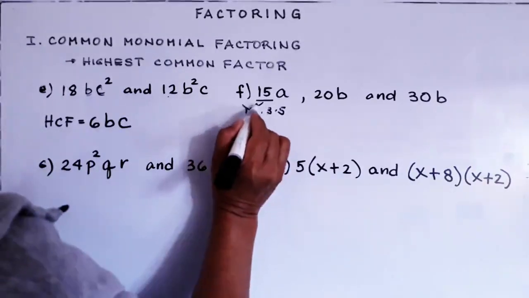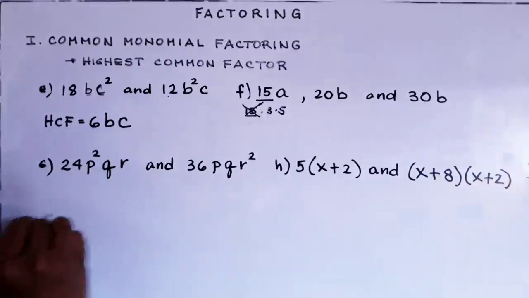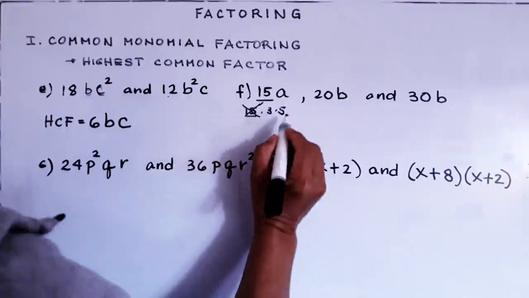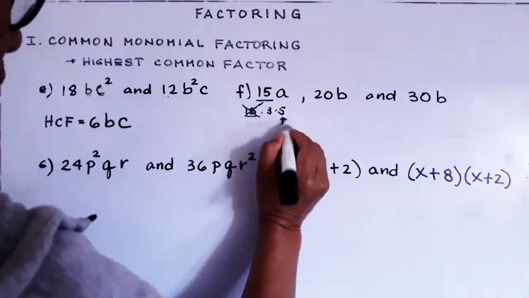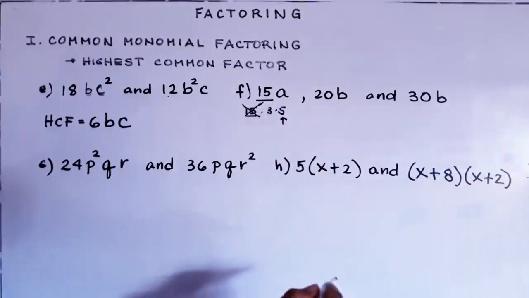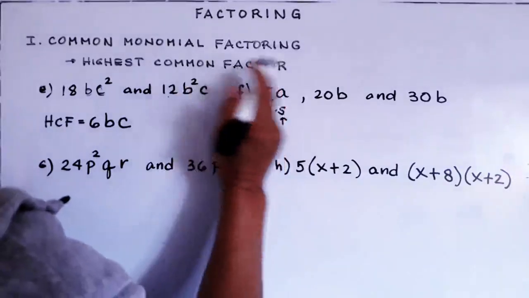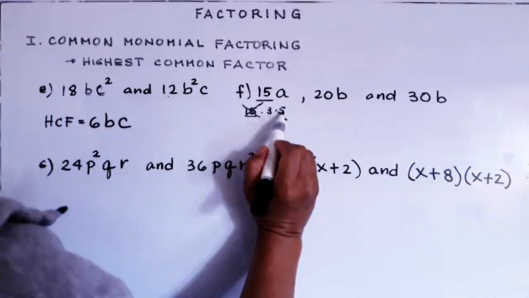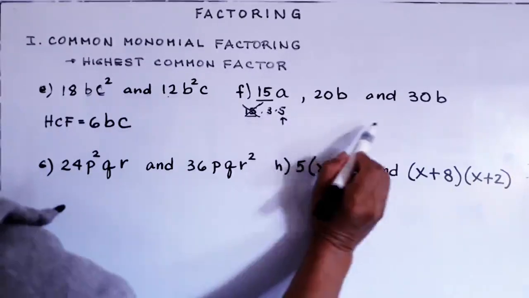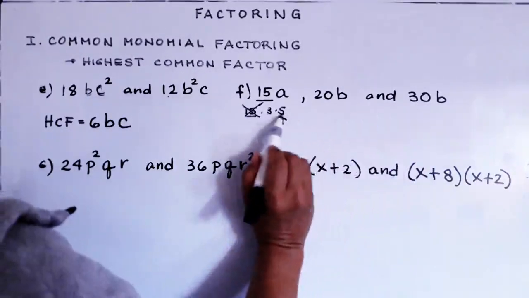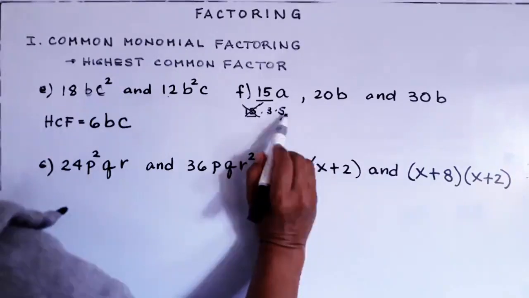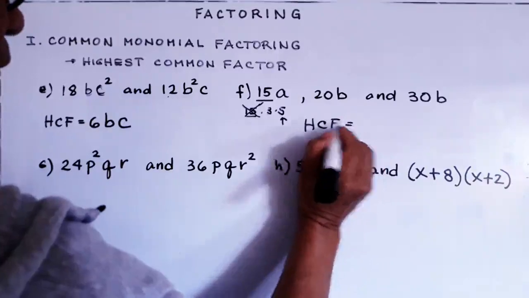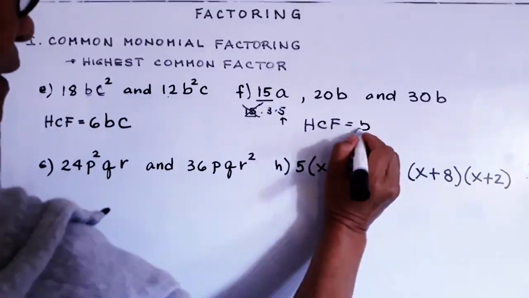No, this one can't be. Right, the next higher number, not the lowest, not the smallest. We choose the 5. The last one will be the smallest. Let us take the 5. Can we divide? No problem here because the 5 is from the 15. Can we divide 20 by 5? Yes, it is 4. Can we divide 30 by 5? Yes, it is 6. Therefore, our HCF is the 5 here.